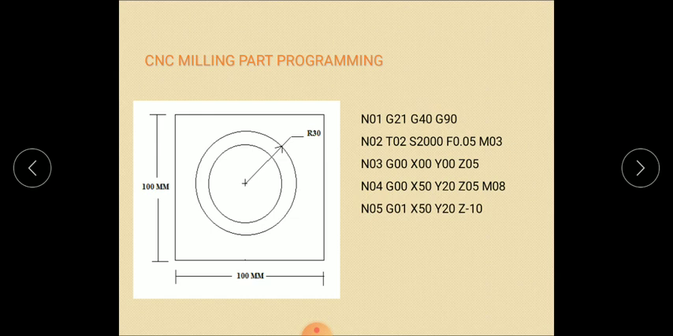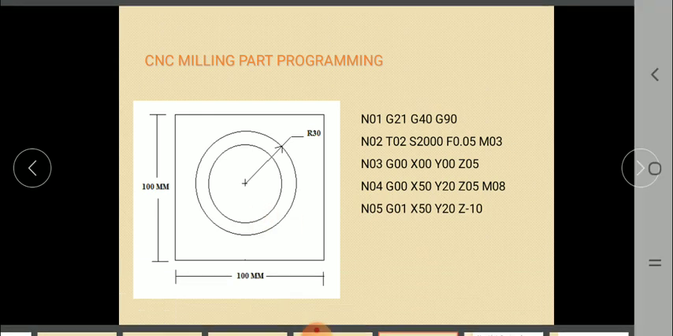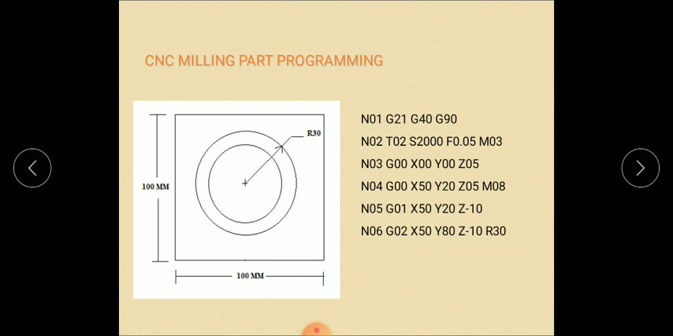Next, N05, G01, X50, Y20, Z minus 10. What happens here? G01 is linear interpolation, and the tool touches the workpiece. Then X50, then Y20, then Z minus 10, that is 10 mm of depth given in the negative direction, the downward direction. Then next, G02, X50, Y80, Z minus 10, R30. Here G02 represents the cutting in the clockwise direction.